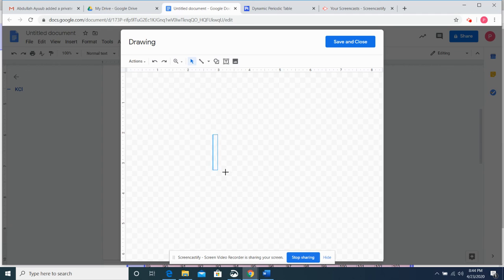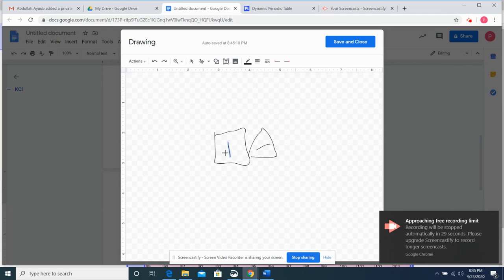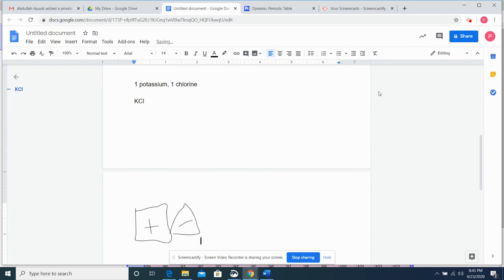Let's see, I'm going to make potassium. Oops, that's not going to do it. Need to go here, go to scribble. There's my square. I'm going to make a triangle for the chlorine. There it is. Chlorine is still a minus. That means this can only be a plus. All right. And now I can go ahead and insert it back in my drawing. There's my KCl, potassium chloride.